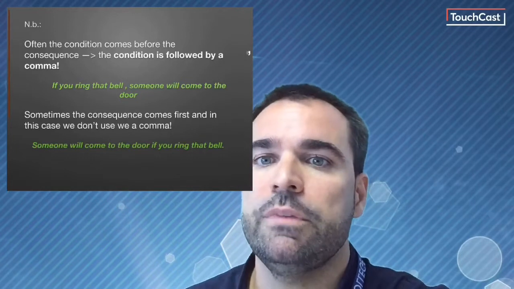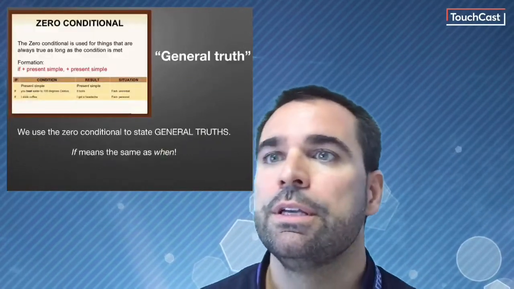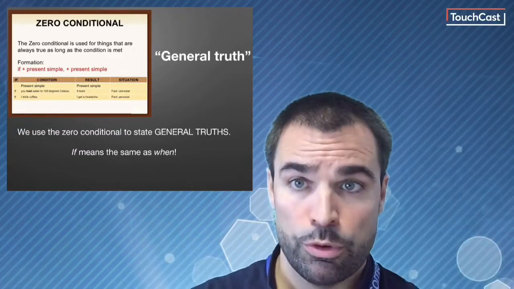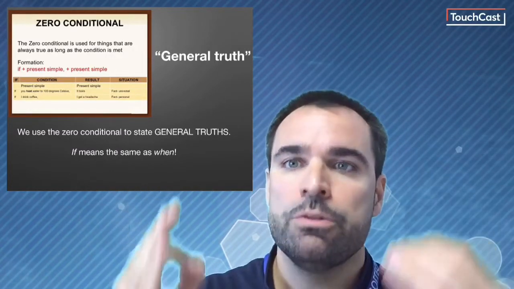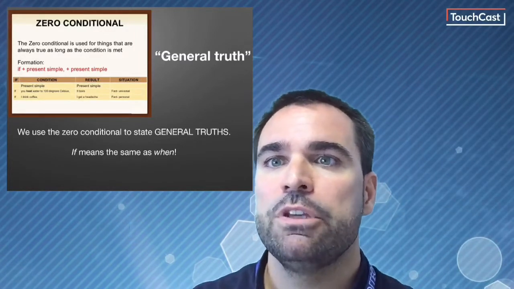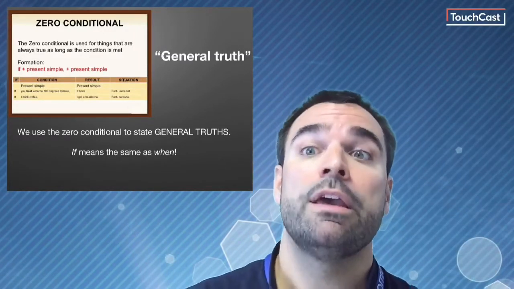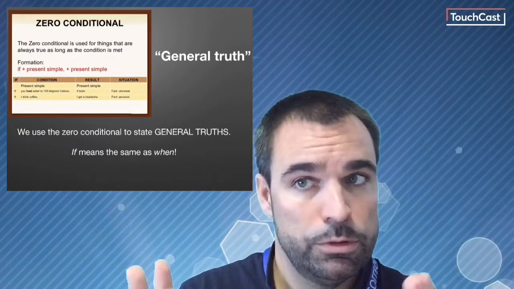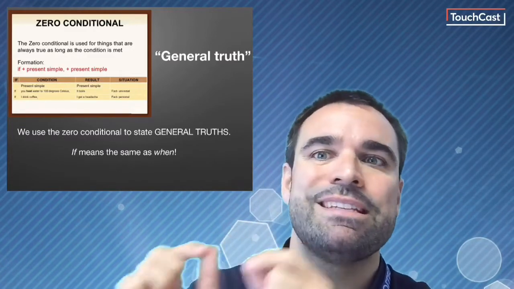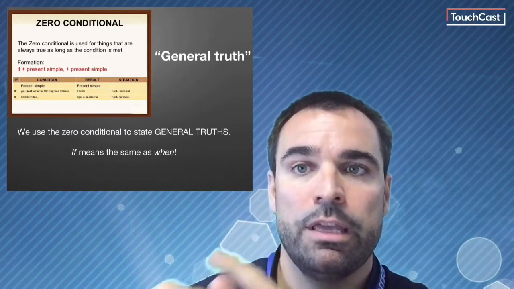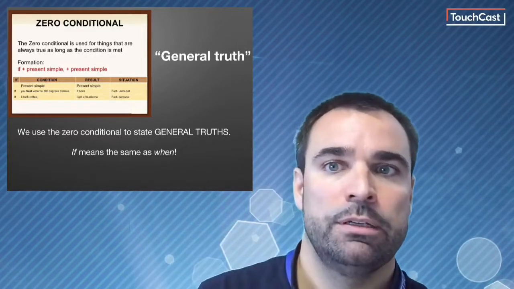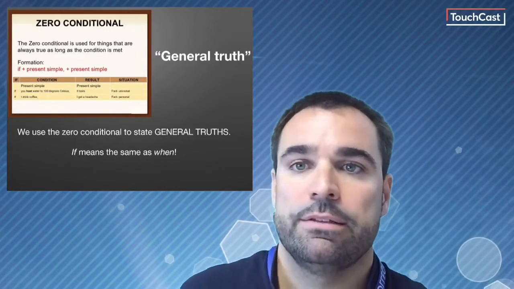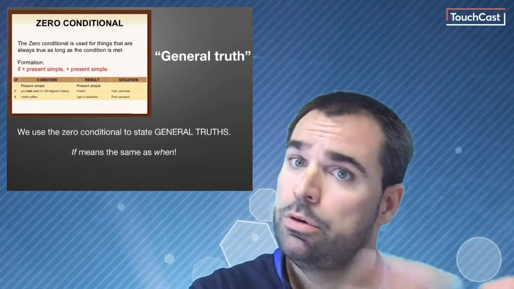All right? Okay, let's dig into the zero conditional. We use the zero conditional when something is generally true. If it's generally true, you use this one. So, for example, if you heat up water, it boils. That is true. You can't change that. It's generally true. Here, if means exactly the same as when. When you heat up water up to a certain point, it boils. Nothing else. Something's generally true, so that's it.